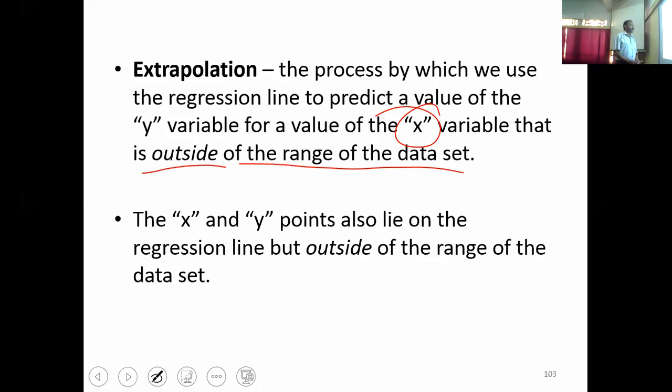Right? The x and y points also, this is the explanation of extrapolation. These 2 points are lying outside the range of the data. So this is not a good practice. Extrapolation is not a good practice. So we'll have to always adhere to the interpolation.